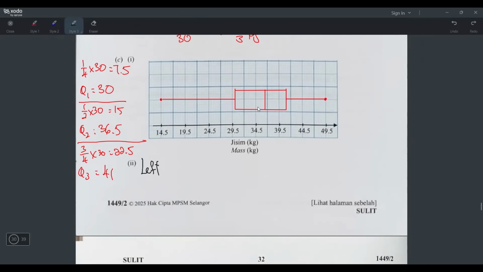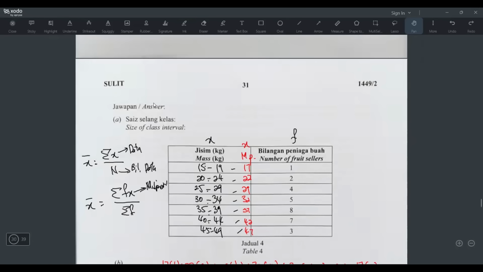Okay. If dia punya both side box sama panjang, then baru kita tengok panjang line. Tengok line yang mana panjang lah. Kalau kiri panjang, then left skewed lah. Kalau kanan panjang, right skewed. So left skewed is the answer. In bahasa Melayu is pencong ke kiri. Pencong ke kiri. Alright. That's all for this. Hope you understand. Let's continue.